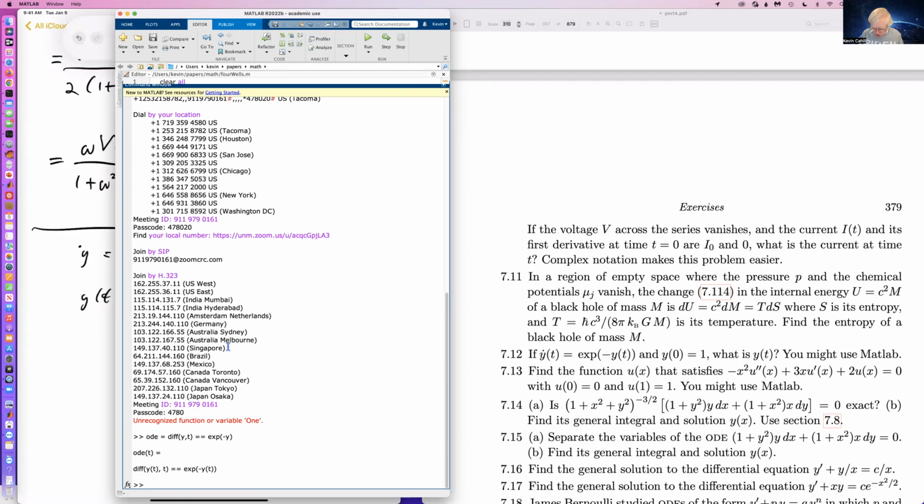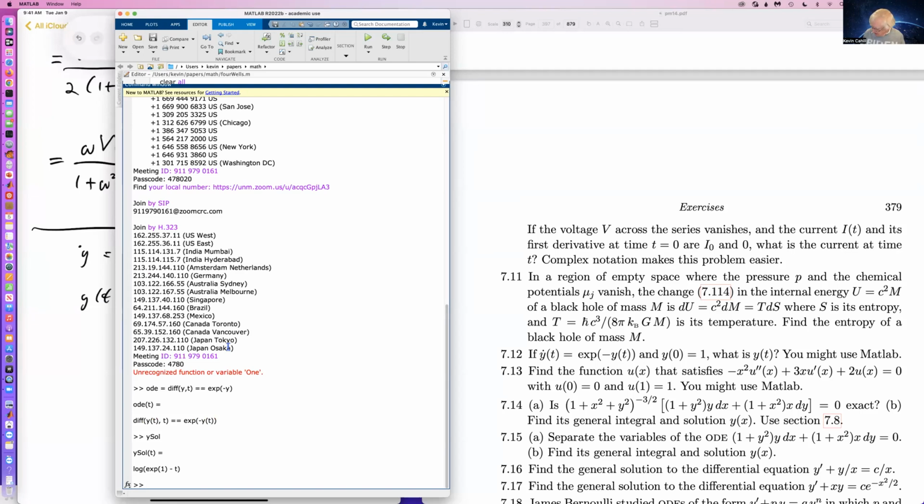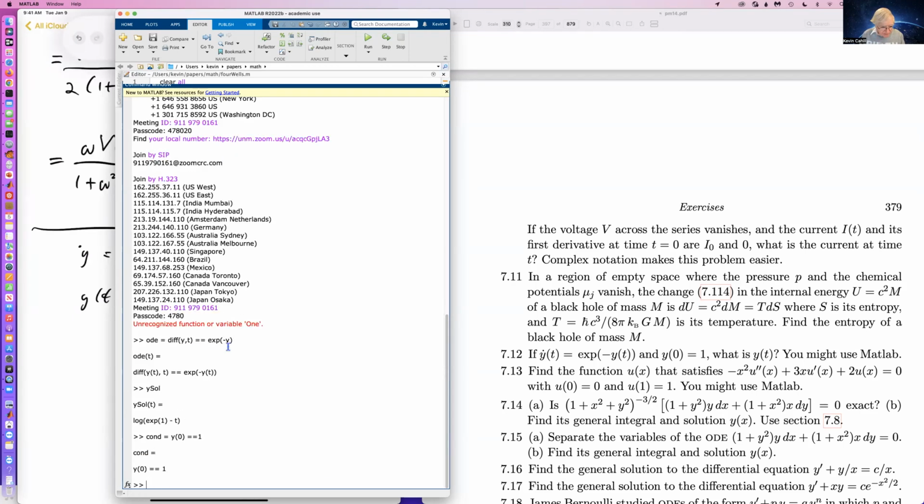And now I'm going to say condition. Well, I can keep the same condition. I think MATLAB remembers everything. I'm just going to say y sol to see if it gives me a different answer. No, so I have to restate everything. So we've got the ODE correctly. Let me give the condition again, just in case. So cond equals y of 0 equals 1. And then I'm going to say y sol of t equals dsolve ODE, comma, condition.